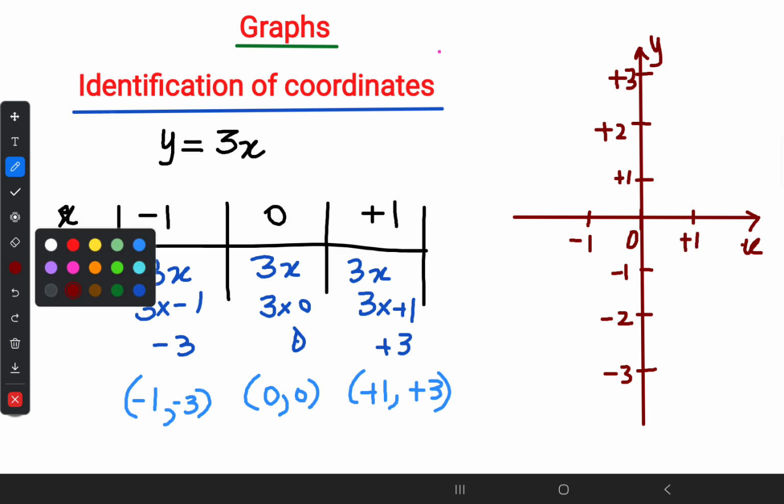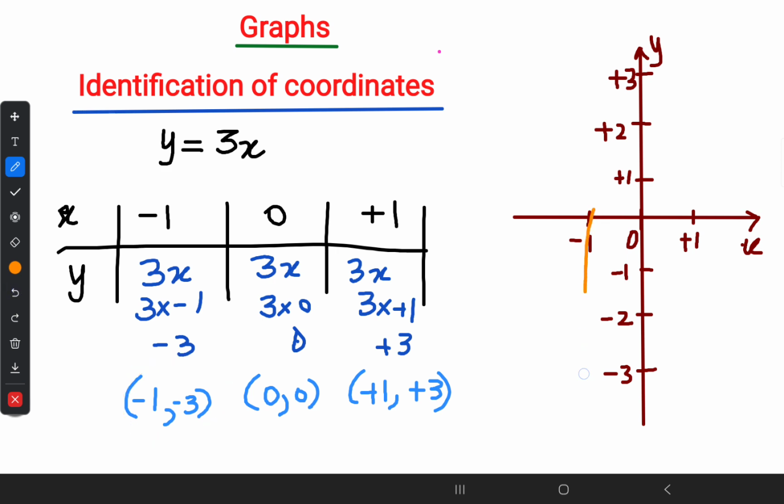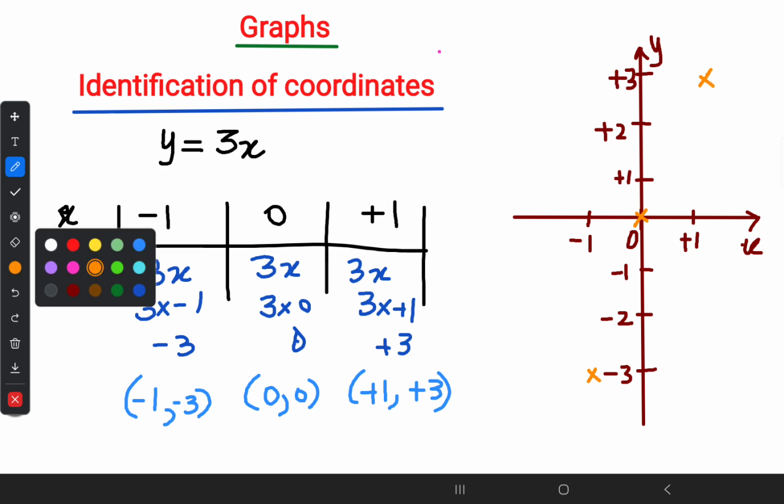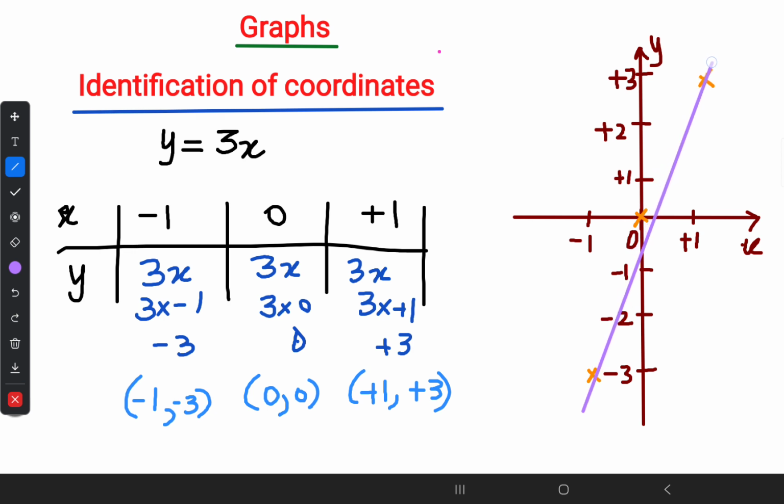Now let's mark our coordinates. That is the one and only thing we have to do hereafter. X is -1, y is -3. So this would be the coordinate. X is 0, y is 0, this origin point. X is 1, y is +3. Okay, this would be the coordinate. After marking the coordinates, you can use your straight line ruler to produce the graph. Okay, that's all about our graph formation.